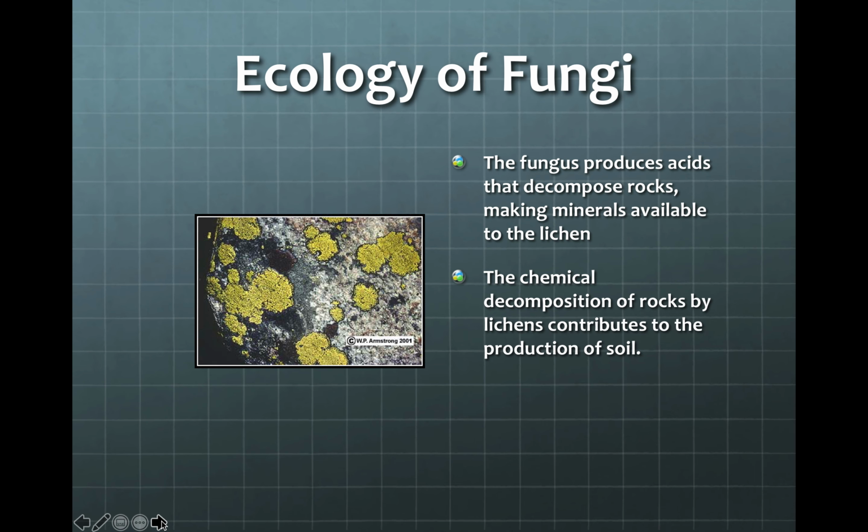Okay, so the fungus is producing acids. It's going to release enzymes that decompose rocks, and that's going to release a lot of minerals. And then the chemical decomposition of rocks contributes to soil production. We don't think of it as increasing surface area in the soil, but they do. So the enzymes that they release are really powerful enough to decompose rocks. And when that happens, all the minerals in the rocks are going to be released into the soil.